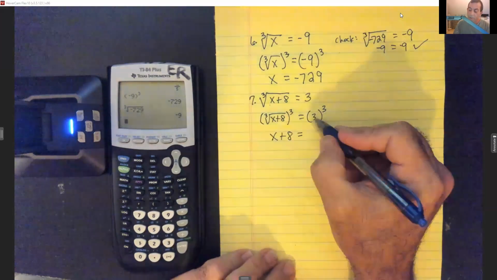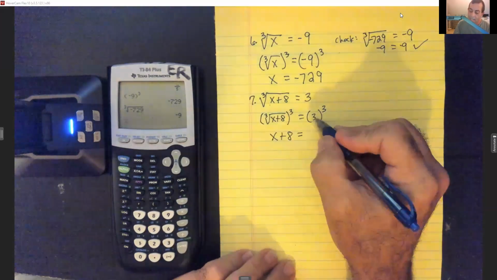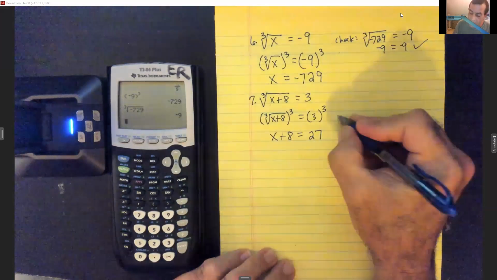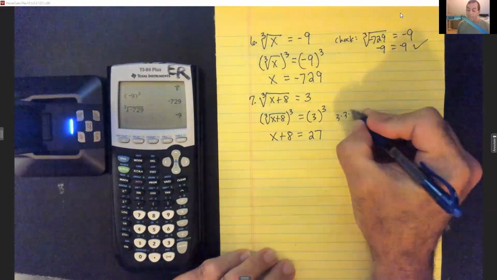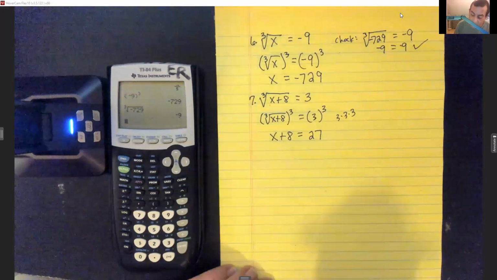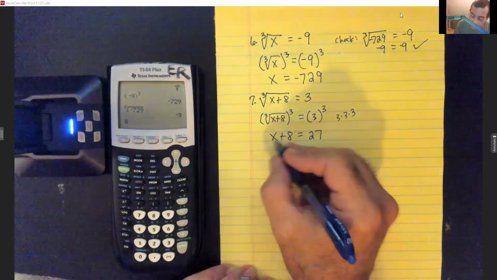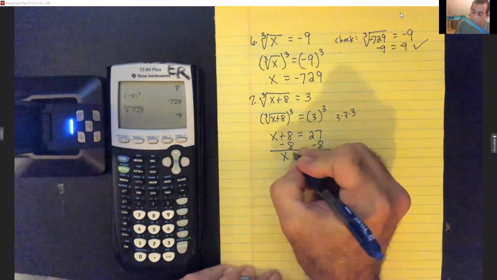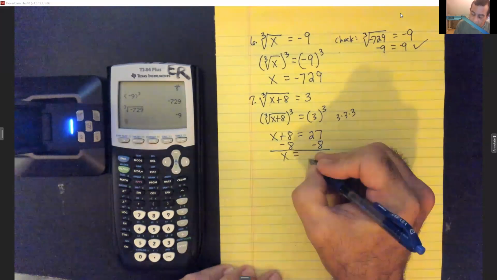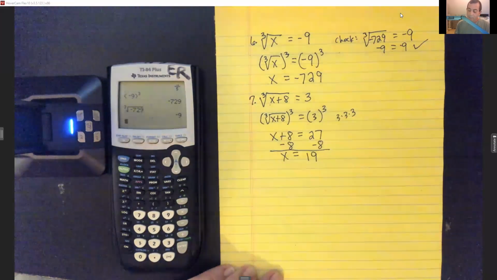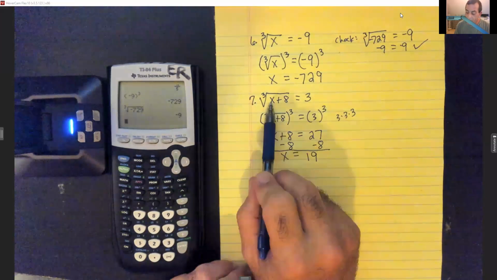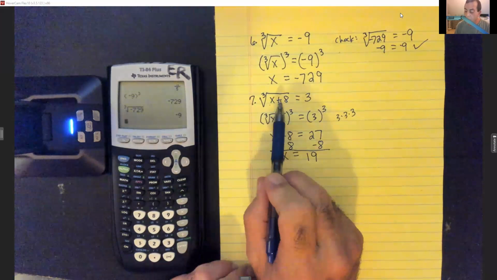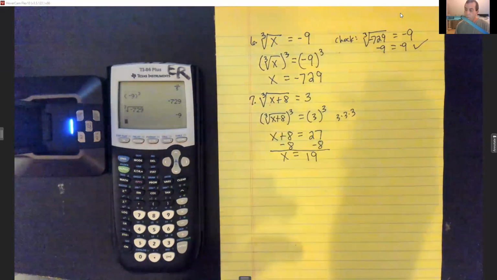And then over here, 3 times 3 is 9, 9 times 3 is 27. So remember, exponents just tell me how many times to multiply something times itself. All right, now to solve this, I would subtract 8. So x equals 27 minus 8, which is 19. So to check it, you would put the 19 in here. 19 plus 8 is 27. Cube root of 27 is 3. That is true, so that works out.